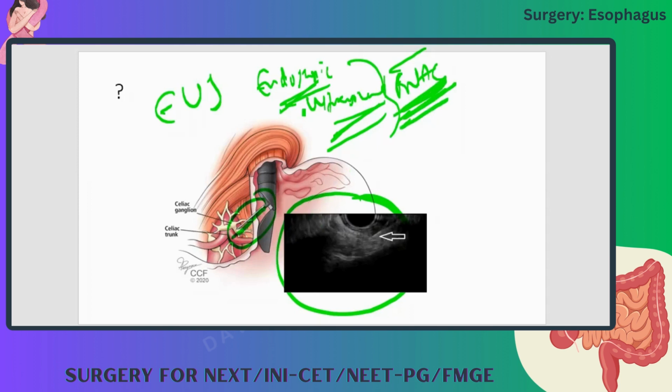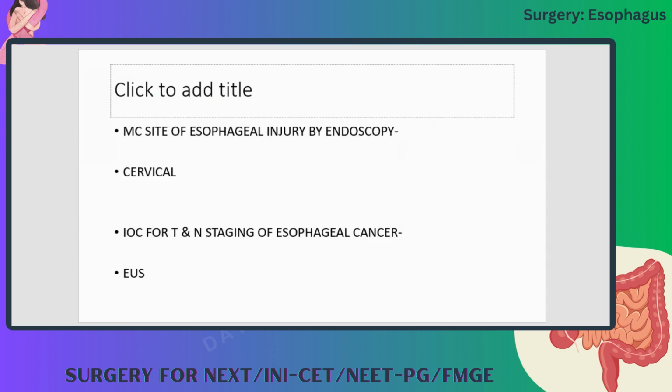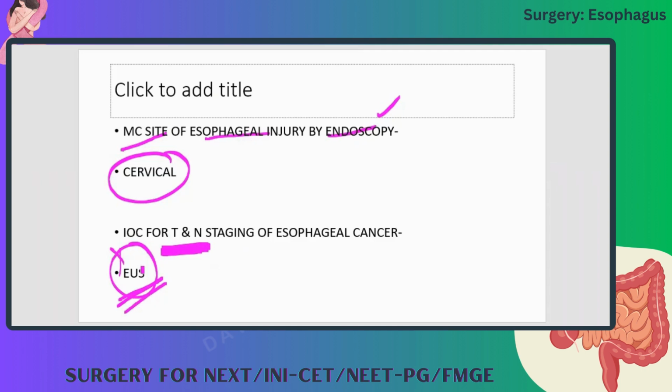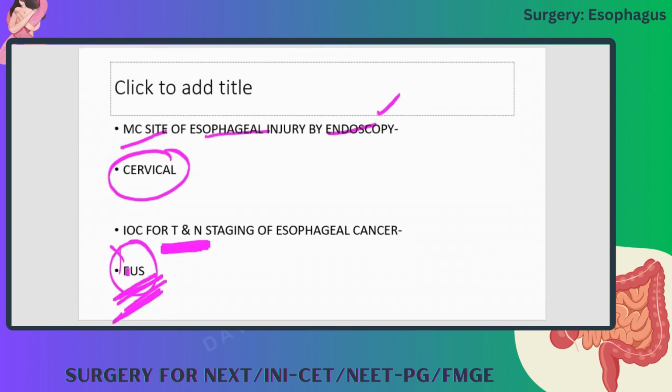Okay, sir. So this you know now. Most common site of esophageal injury by endoscopy is cervical. And investigation of staging, this I'll tell you later. But just for the time being, remember the investigation for T and N staging of esophageal cancer is endoscopic ultrasound. Right? Right, sir.